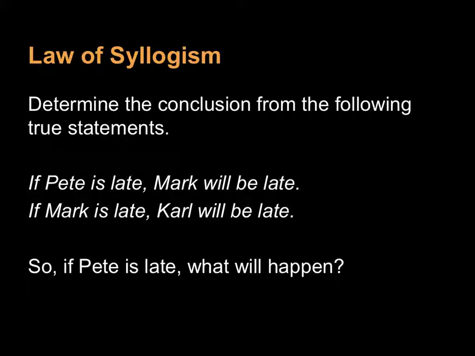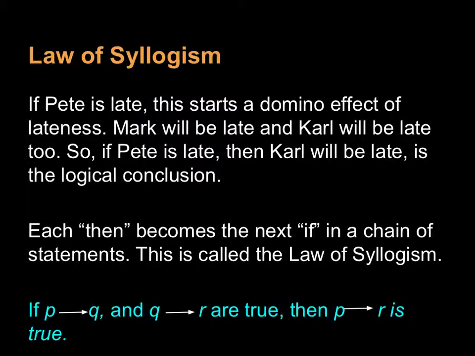Lastly, let's look at the law of syllogism. Determine the conclusion from the following true statements. So I have two statements here. If P is late, Mark will be late. If Mark is late, Carl will be late. So, if P is late, what will happen? If P is late, this starts a domino effect or a chain reaction of lateness. Mark will be late and Carl will be late too. So, if P is late, then Carl will be late is the logical conclusion.